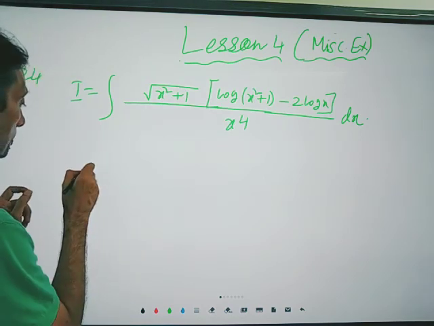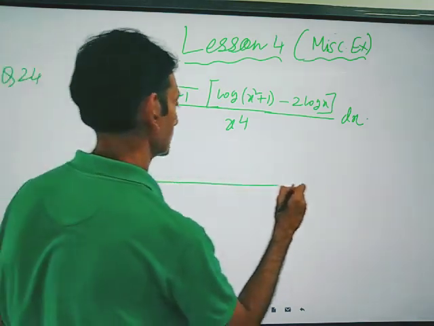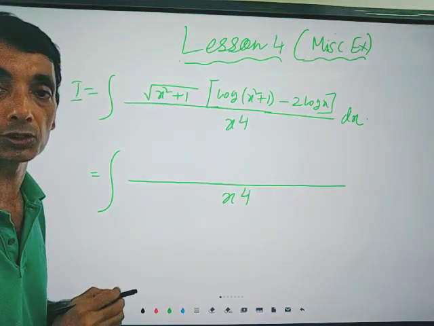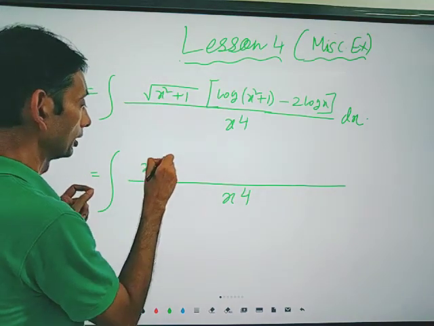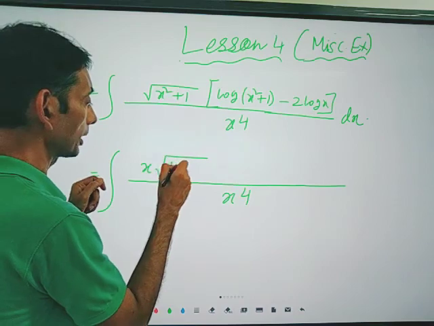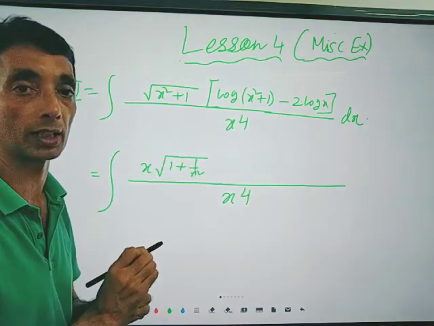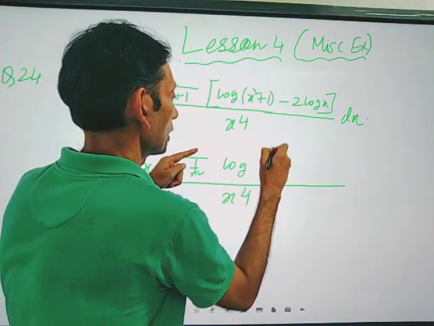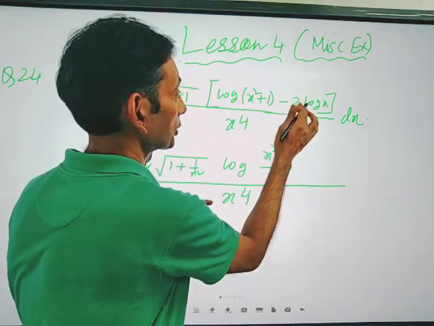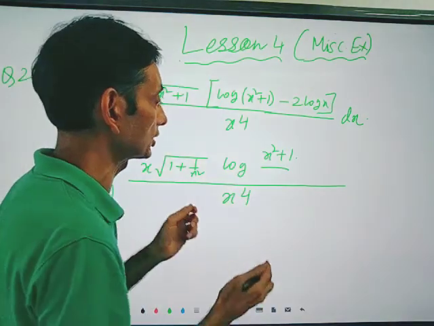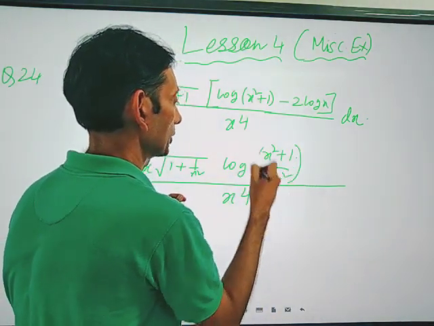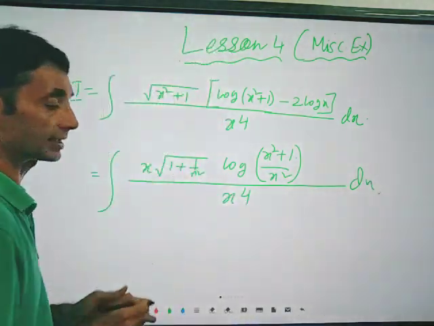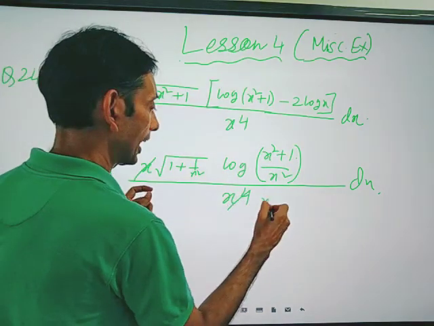The most important step of this question is this. In x to the power 4 and the square root of x squared plus 1, we are going to take x squared common. So it will be 1 plus 1 by x squared, and we simplify this. It's log of x squared plus 1 by this, minus 2 log x, so it can be written as log of x squared. So it's the log a minus log b formula, and this is dx. You can cancel this x to the power 4, so it's x cubed.